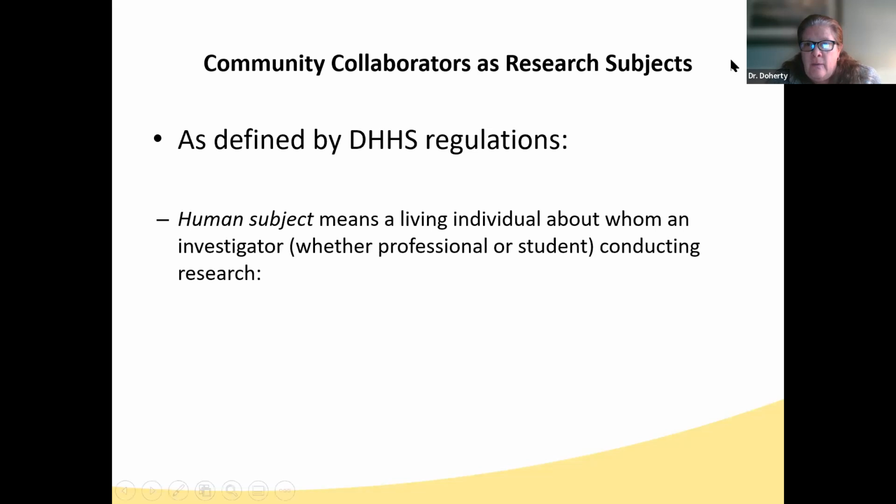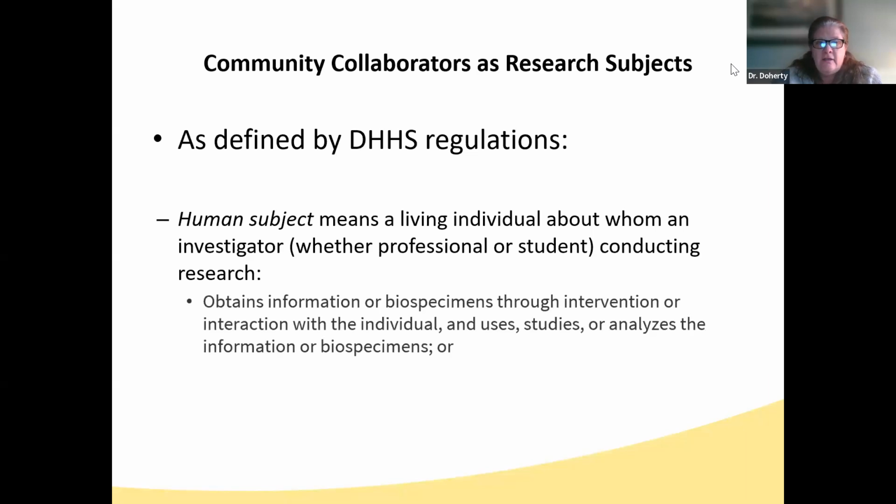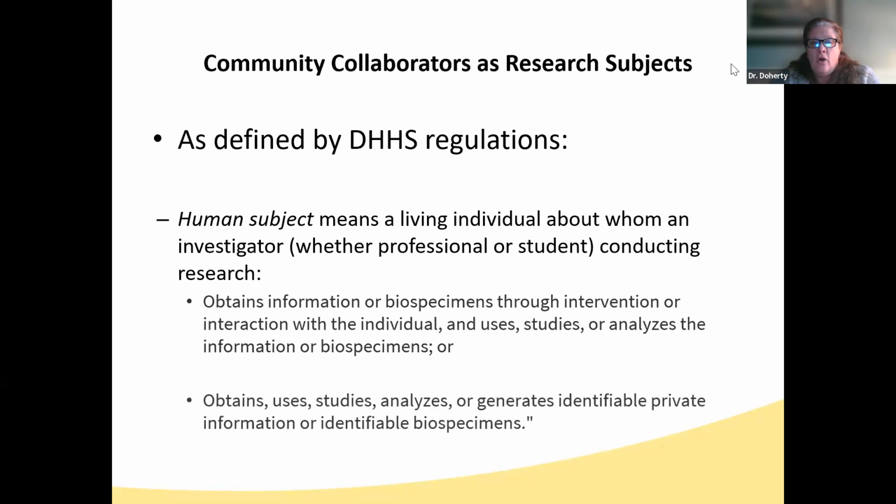But then we need to get into asking what the definition of a human subject is. You'll see why this becomes important when you're looking at who is in the community, who is your partner, and who is a human subject. So this is the definition of a human subject as defined by HHS regulations. It's the new definition per the updated Common Rule of 2019. A human subject means a living individual about whom an investigator, whether a professional or a student, conducting research obtains information or biospecimens through intervention or interaction with the individual, and uses, studies, or analyzes the information or biospecimens, or obtains, uses, studies, analyzes, or generates identifiable private information or identifiable biospecimens.